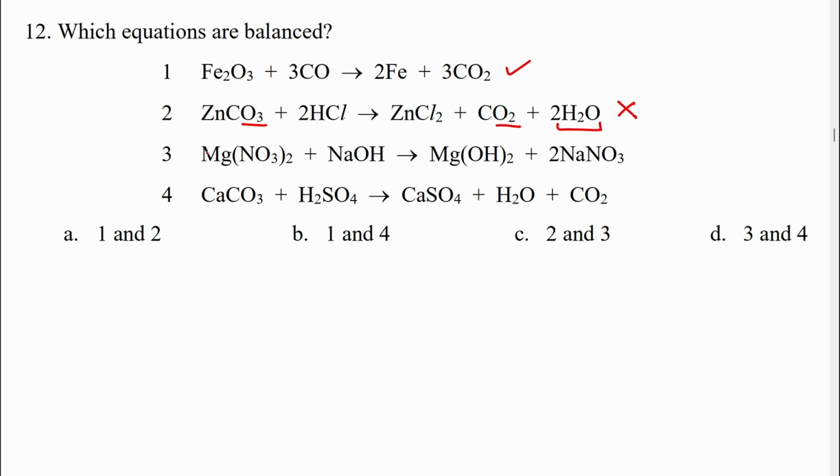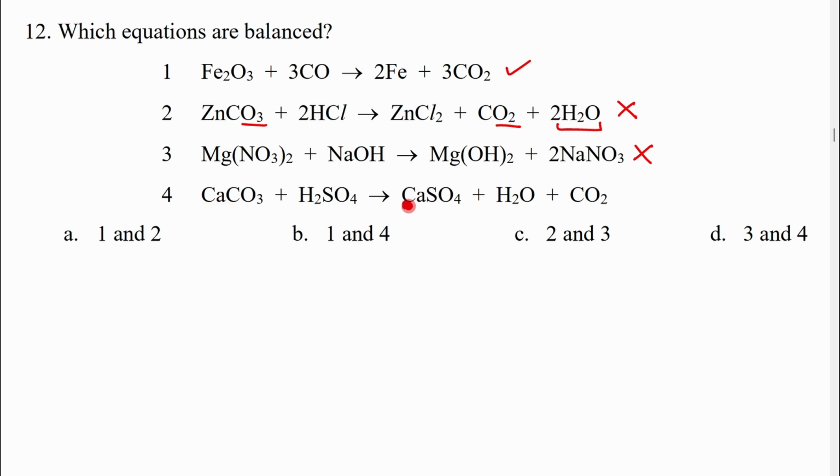What about option 3? How many NO3 in here? 2 times, right? So there are 2 times NO3, and this is the same because the NO3 in here is times with 2 altogether. What about Mg? Mg1, Mg1. And how about the OH? The OH here is 2 times, right? So we have 2 oxygen and 2 hydrogen. But in here, the hydrogen still 1, while at the right side, you have 2 hydrogen. So this is wrong.